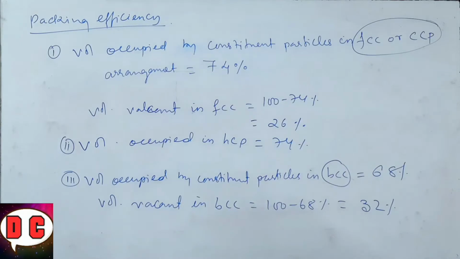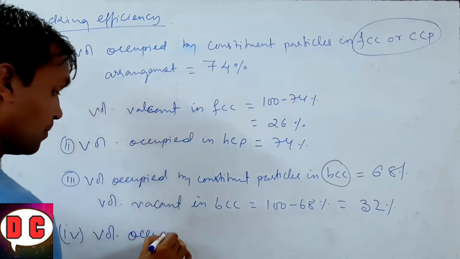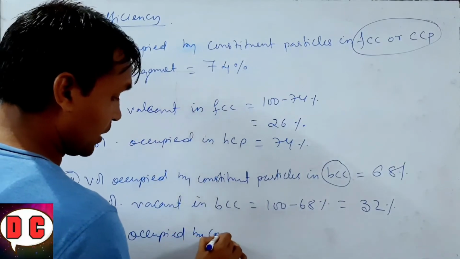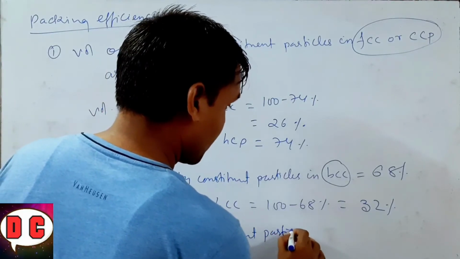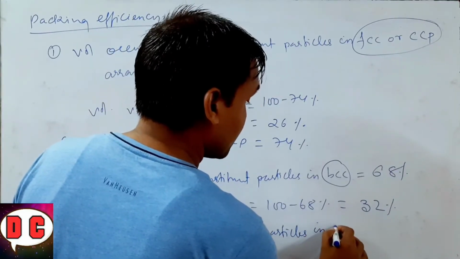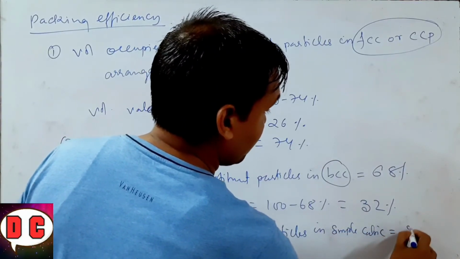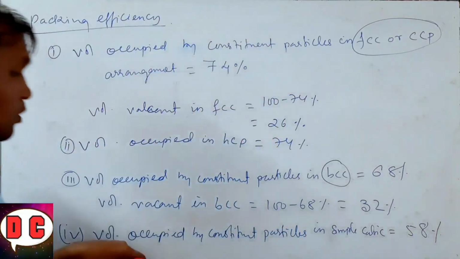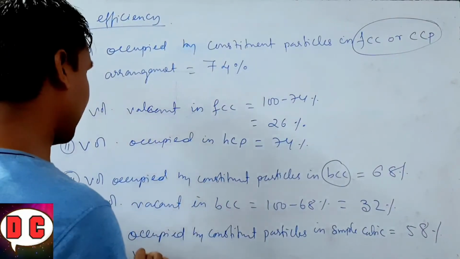Next, question number 4, dear students. What is question number 4? Volume occupied by simple cubic arrangement. So the fourth one is volume occupied by constituent particles in simple cubic, which is equal to 58%. Volume occupied by constituent particles in simple cubic is 58%. So how much will the volume vacant be?